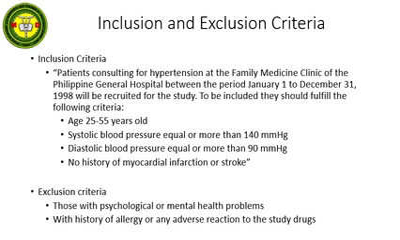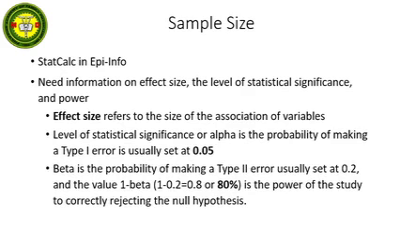After defining the population, here's an example of the inclusion and exclusion criteria. Patients consulting for hypertension at the Family Medicine Clinic of PGH from January, and then to be included, these are the inclusion, then the exclusion. Excluded are those with psychological or mental health problems or those with history of allergy to the study drugs. So if you're giving medications, those with allergy to the medication will be excluded from the study. All right, so this is an example of inclusion and exclusion criteria.